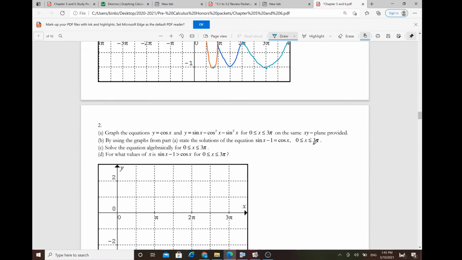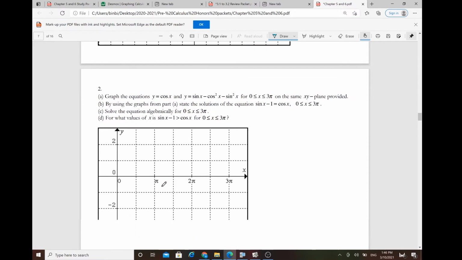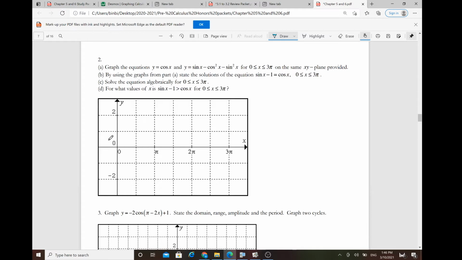Now, what about something that looks kind of difficult? When you find things that are difficult, always try to find a way to simplify first. So graph the equation of cosine of x. We know that cosine of x is just a bell curve. It starts at 1, goes down to 0 at pi over 2, and at pi it goes down to negative 1. At 3 pi over 2 it goes back to 0, and at 2 pi it goes back to 1. It's like an upside down bell curve.